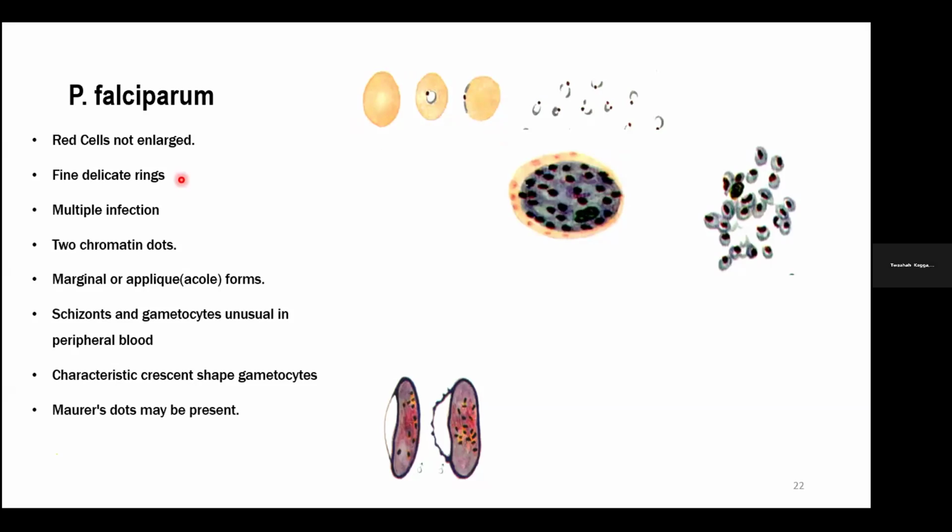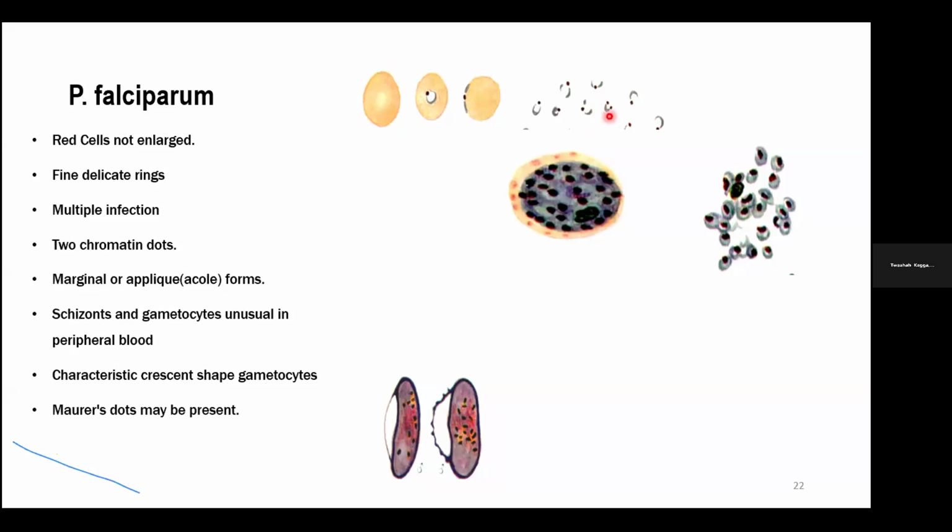Another feature is the trophozoite stages of Plasmodium falciparum. The rings are very delicate, as you can see in these ones. This is a pictorial representation of a thick film of P. falciparum. The rings are very delicate. Then there is multiple infection, where you find a red cell that has two or more parasites inside. That is multiple infection.